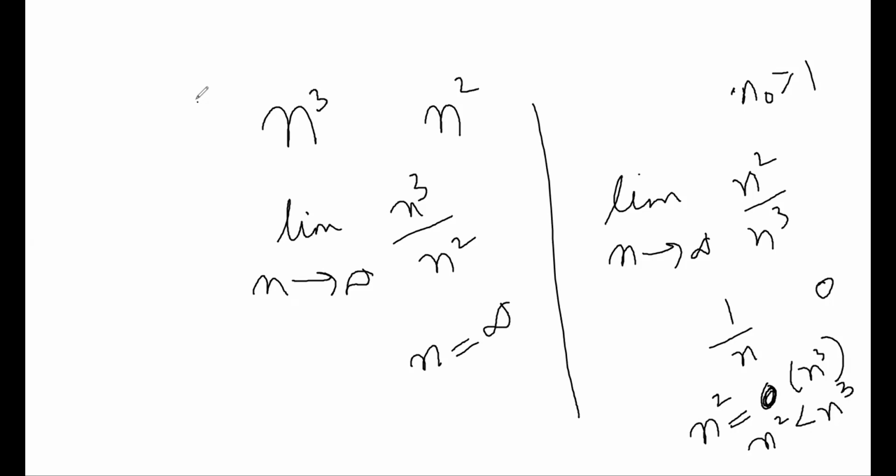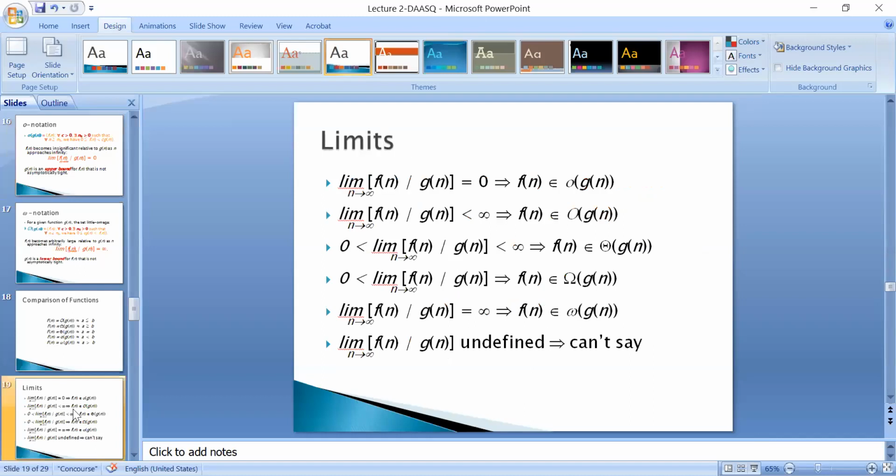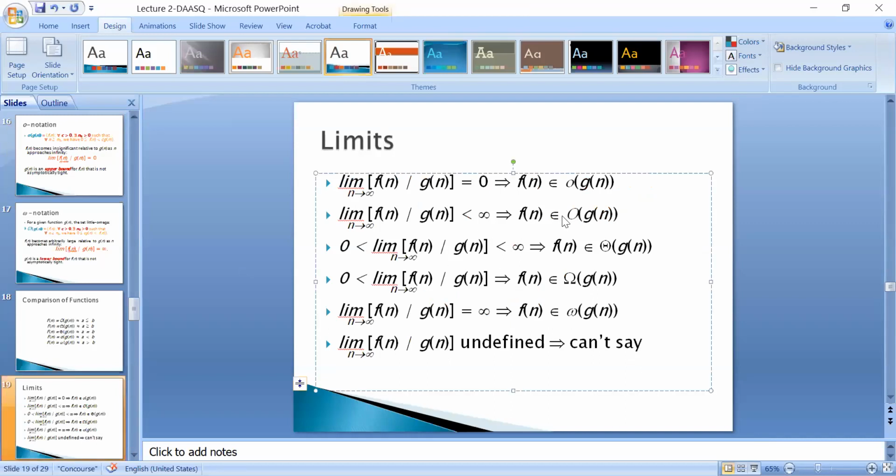So if we go here and see, for big O, for n tends to infinity, if the limit is less than infinity, then it is big O of Gn. We'll do some more examples of this once we do the mathematical part. I want to do some more examples like that for theta, as well as for omega and big O. So let's do that in the next class.